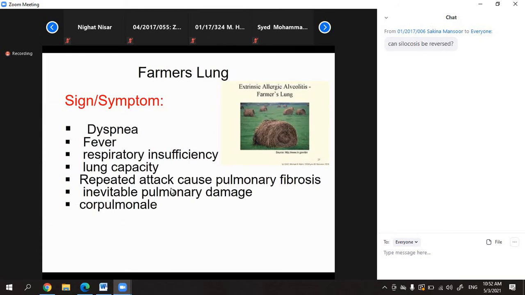Signs and symptoms include dyspnea, fever, respiratory insufficiency, reduced lung capacity, and repeated attacks, which cause pulmonary fibrosis, irreversible pulmonary damage, and cor pulmonale.